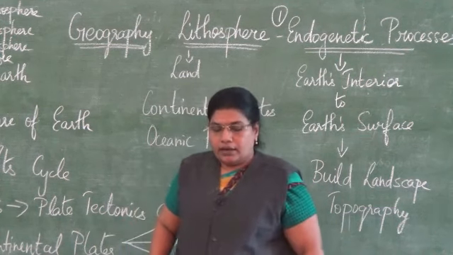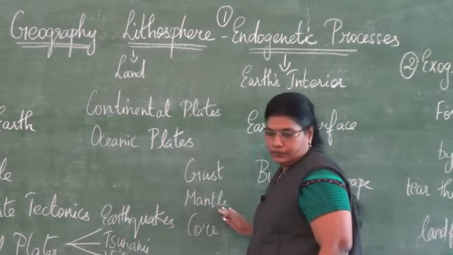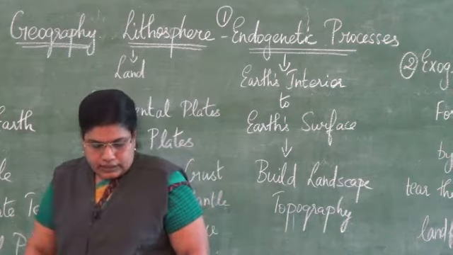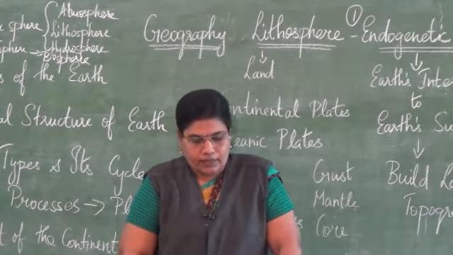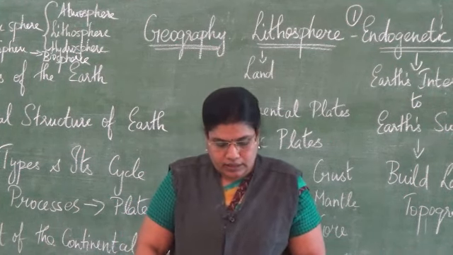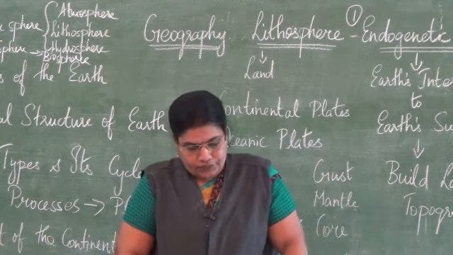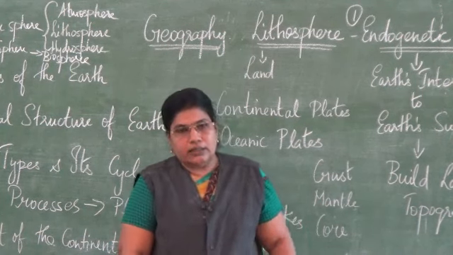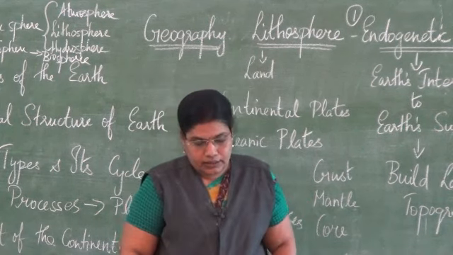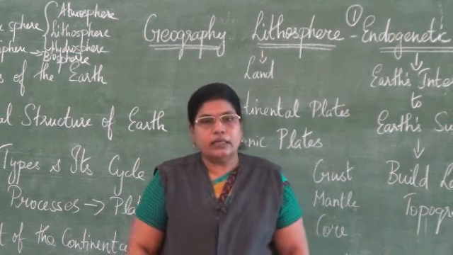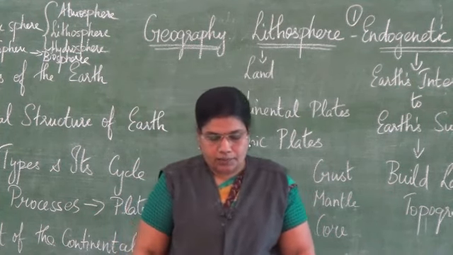The interior part that lies beneath the crust is called the mantle. It is about 2,900 kilometers thick. Here the major elements are silica and magnesium, so it is called sima. The upper part is very thick, it's solid, whereas the inner part or the lower part is in the molten form. This molten form is called the magma.